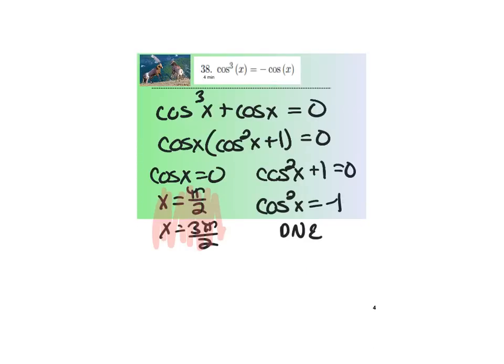Okay, last question of the day. I would like you to try it. Go ahead and pause, play around with it, see if we get the same thing. Okay, so here's my work. I moved everything over, factored out the cosine. Cosine of x equals 0, so x must be pi over 2 and 3 pi over 2. The second set, you get cosine squared x equal to negative 1. If you took the square root, that wouldn't exist. So this one only has 2 answers.